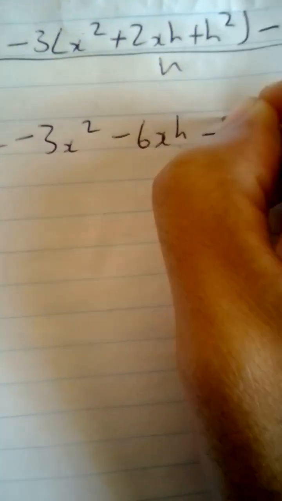Now we will simplify further. Remember, each and every step you have to write limit h is approaching 0. Let's simplify further now. 2 minus 3x squared minus 6xh minus 3h squared minus 2 plus 3x squared all over h. Okay, now let's still continue. Limit h is approaching 0.